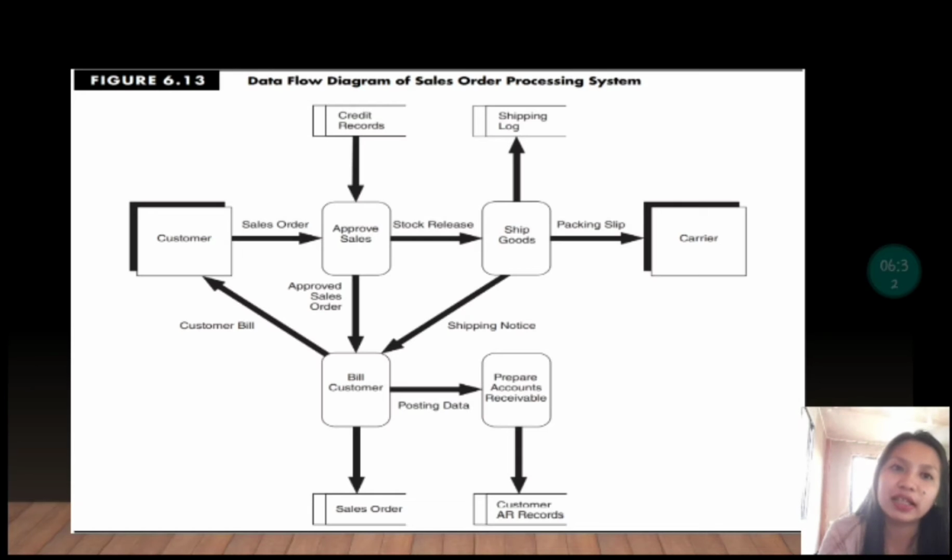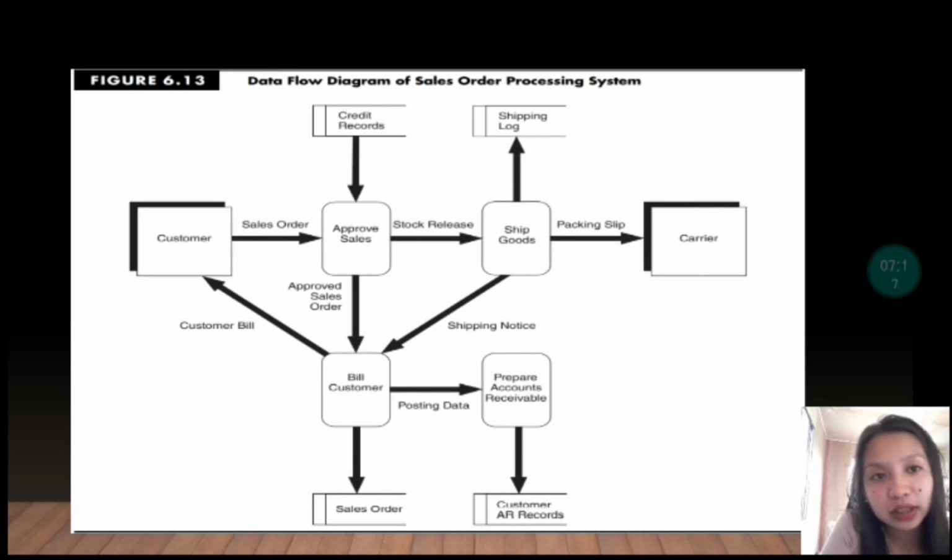Next would be the labeled arrows. So we have sales order, stock release, packing slip, customer bill, approved sales order, shipping notice, and posting data. Like I said earlier about the labeled arrows, there shouldn't be the same label attached to two different flow lines, like the sales order there. So in the sales order, from the customer to approve sales, we have a labeled sales order. So it gets processed from the customer to approve sales, then from approve sales to bill customer. If the sale is approved, it goes to the customer to be billed.